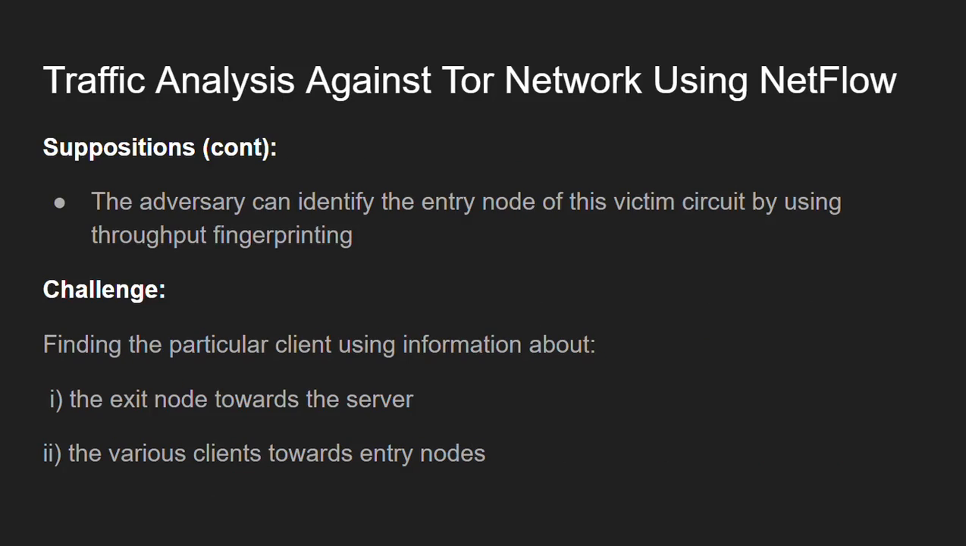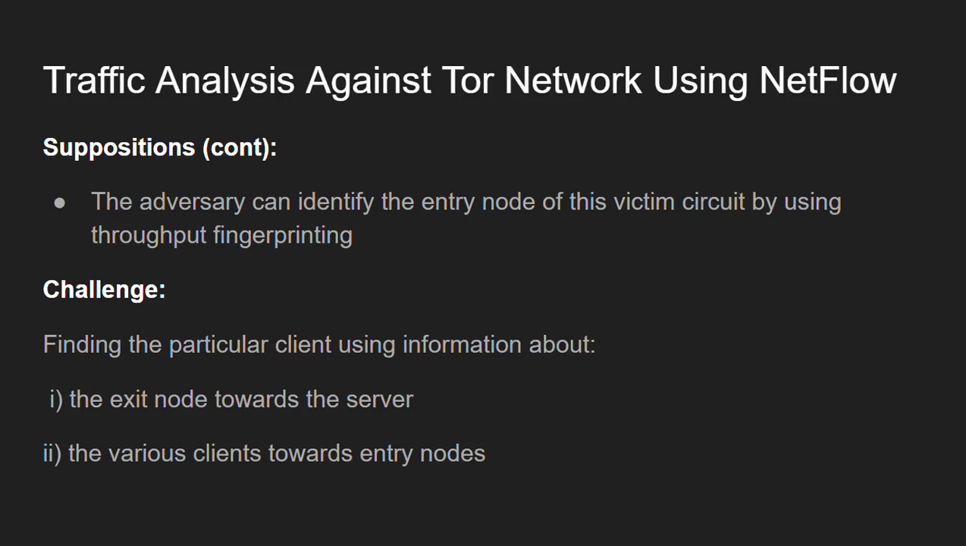Now the final supposition is that the adversary can identify the entry node of this victim circuit by using throughput fingerprinting. Fingerprinting is a technique which is used to identify and predict, and it is used in cybersecurity. What will happen is that the throughput, which is the amount of data that passes through a particular node, will be observed of the entry nodes as well as the exit node, and the throughput of the two nodes that will be the most similar, the one node will be identified as the entry node, and the other that we already know is the exit node.